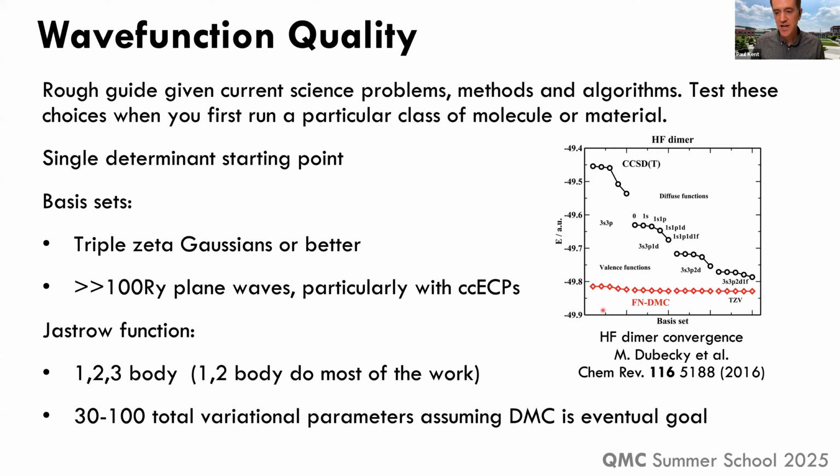And this is energy against basis set. So there's a bigger basis set as we go to the right. This is Gaussians for the HF dimer, hydrogen fluoride. And this is the coupled cluster result with a small basis set. So we see that it's quite high. And then as you add more basis functions, it gradually gets lower and improves.